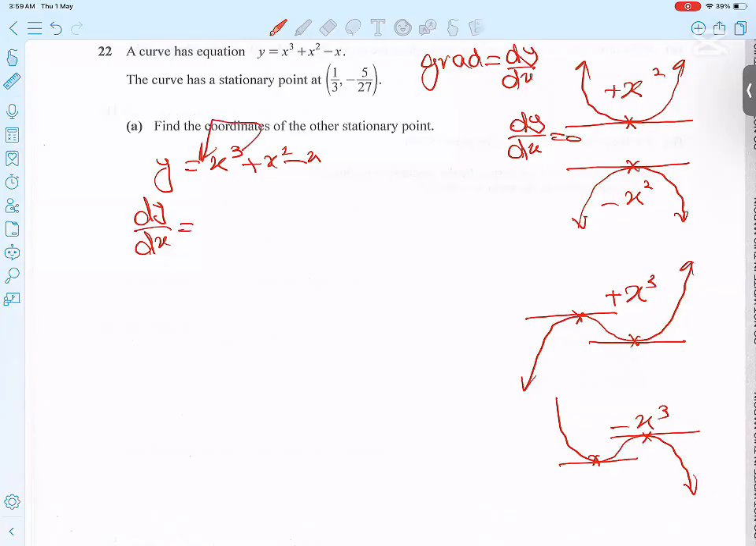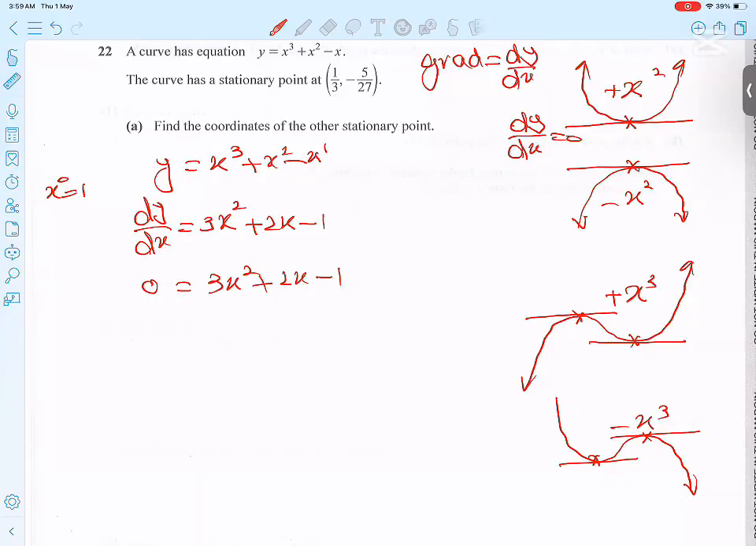The basic rule: the power comes down and multiplies with x, and the power becomes 1 less. So this 2 comes down and multiplies, and the power becomes 1. For the next term, the power 1 comes down and the power becomes 0. Something to the power 0 is 1, so this is only 1. Now I'm going to set the derivative equal to 0, according to the situation.